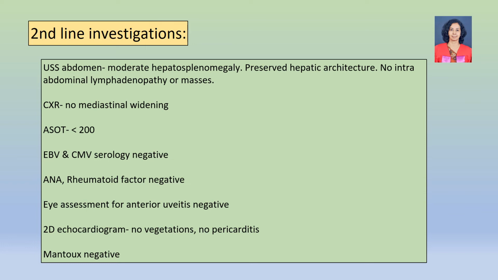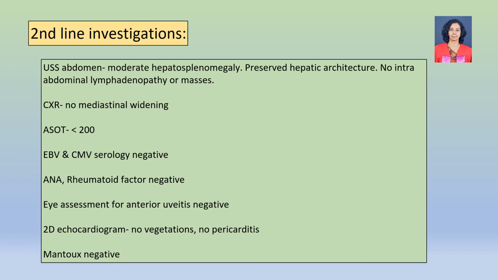The chest X-ray did not reveal any mediastinal widening, therefore mediastinal lymphadenopathy is basically ruled out. ASO titer: a negative ASO titer rules out the possibility of a poststreptococcal phenomenon. Epstein-Barr virus and cytomegalovirus serologies are negative. Therefore, a viral post-infective arthritis is unlikely in our patient. ANA and rheumatoid factor are both negative, but they may be negative in systemic onset JIA.